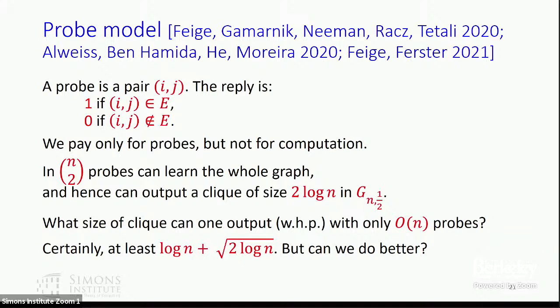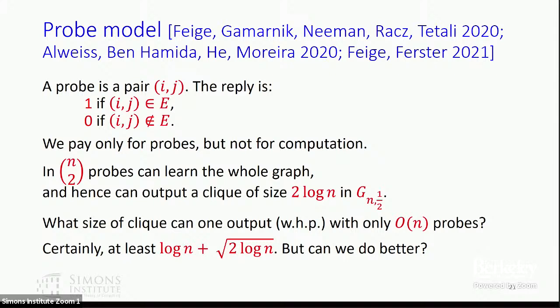So here, the situation is different. We have no limit on computation time, but we don't know the graph. We can probe entries in its adjacency matrix and get information about the graph, and we are limited in how much information we can get. So a probe, you ask for a pair ij, two vertices, and in reply, you are told if there's an edge between them or not. And we pay only for these probes. We don't pay for computation, and we need to find a clique as large as possible.